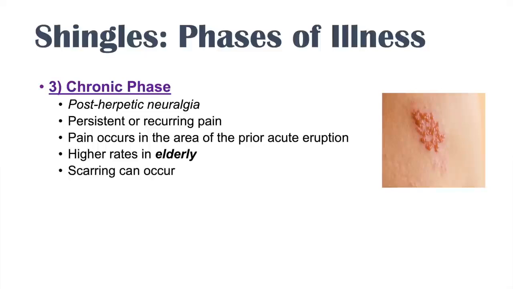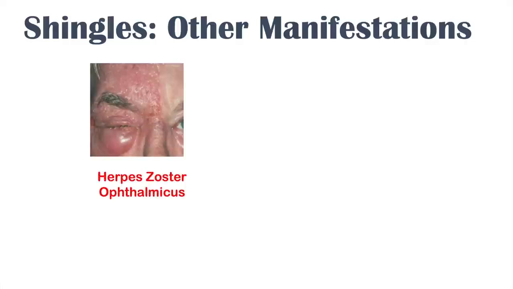And with the chronic phase, we can also see scarring from those erupted vesicles. This phase can last for a long time. It can last for 30 days or more, and it can even last for months to years. So there are 2 other manifestations of shingles I want to discuss. The first one is called herpes zoster ophthalmicus.